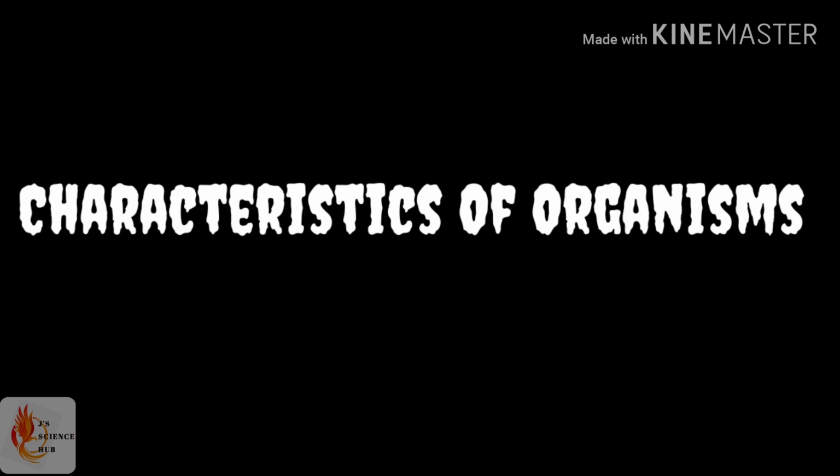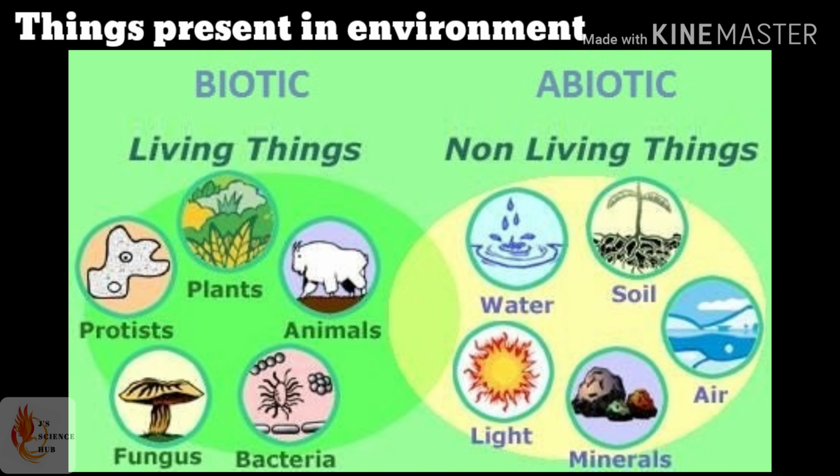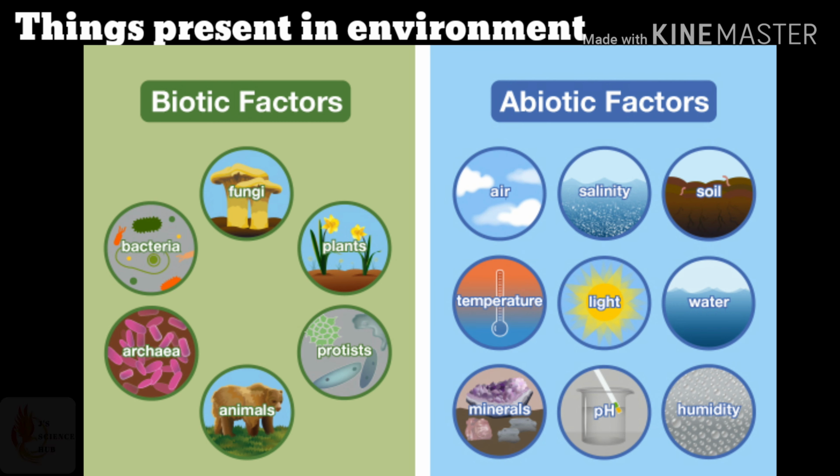Today we are going to study one of the most important sections in the field of biology. You know, in the environment there are different things present. These things can be divided into two different categories. They are biotic and abiotic. Biotic are living things and abiotic are non-living things.